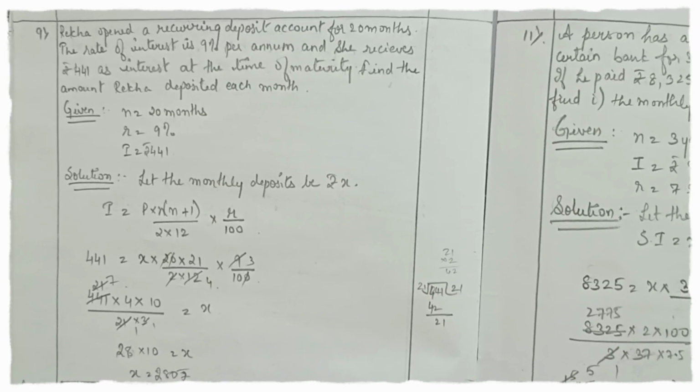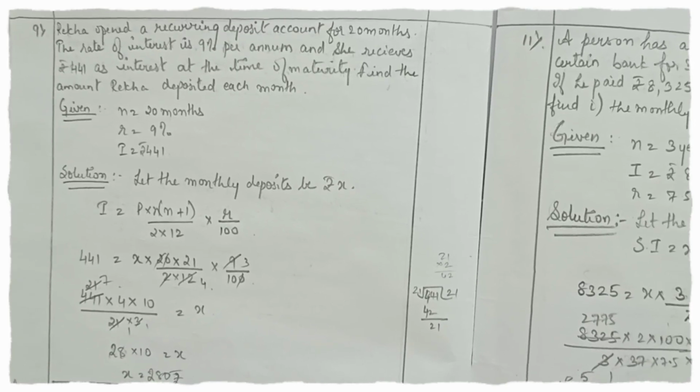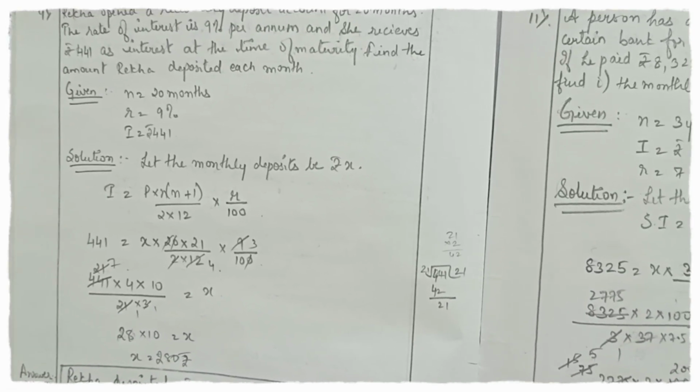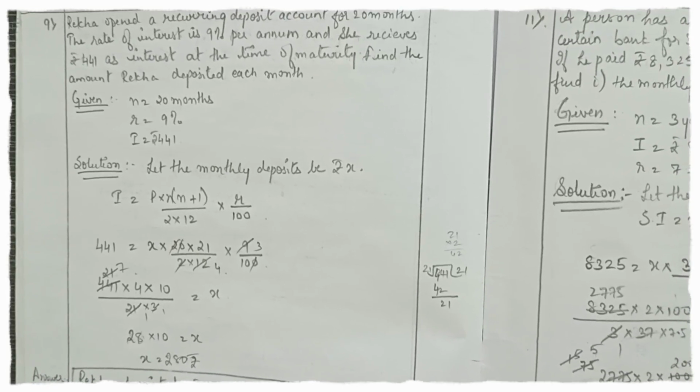Sum number 9. Rekha opened a recurring deposit account for 20 months. The rate of interest is 9% per annum and she receives rupees 441 as interest at the time of maturity. Find the amount Rekha deposited each month.